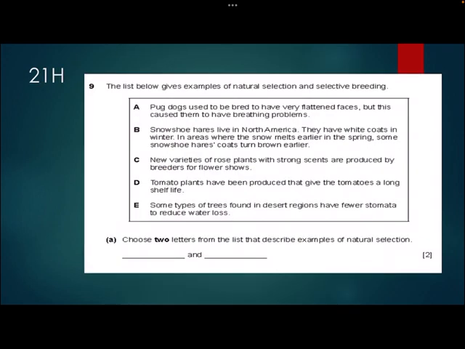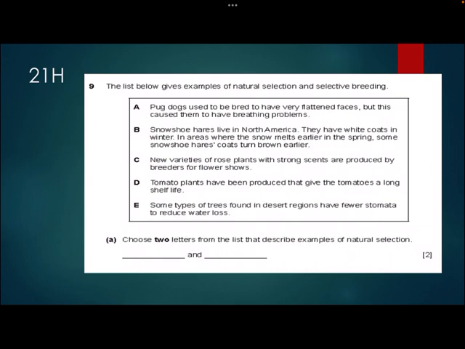The list below gives an example of natural selection and selective breeding. A, pug dogs used to be bred to have very flattened faces, but this caused them to have breathing problems. B, snowshoe hares live in North America. They have white coats in winter. In areas where the snow melts earlier in the spring, some snowshoe hares' coats turn brown earlier. C, new varieties of rose plants with strong scents are produced by breeders for flower shows. D, tomato plants have been produced that give the tomatoes a long shelf life. And E, some types of trees found in desert regions have fewer stomata to reduce water loss.